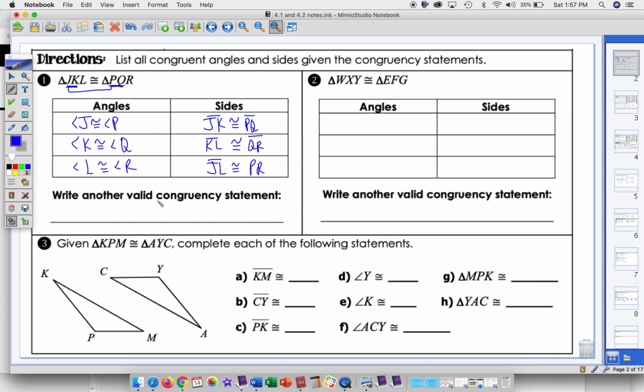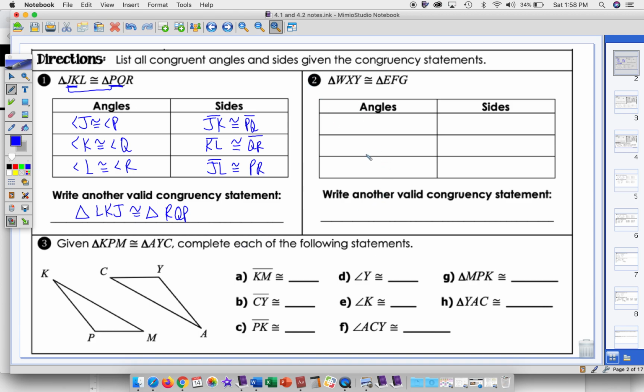So we can write another congruency statement. When you're asked for a congruency statement, it means about the triangles. So we use our triangle symbol, and I'm just going to change up the letters. Actually, I'll just go in reverse order. So I could say triangle LKJ is congruent to triangle RQP. And there's other possibilities as well. As long as your corresponding parts are matched up, that's what's important.